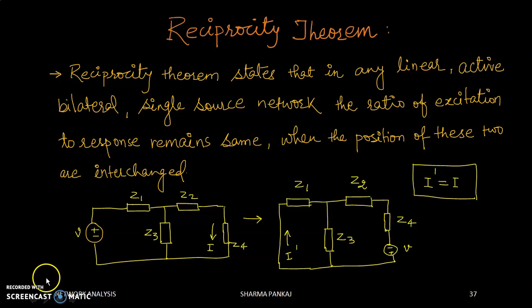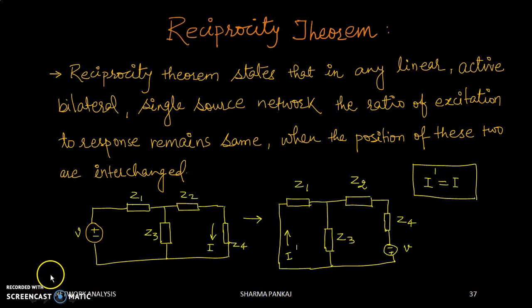The reciprocity theorem deals with what happens to a response when the position of source or excitation in a loop or in a circuit is changed. It means it deals with the behavior, the nature or the magnitude of the response. In very simple language, what happens to the response when the place of the excitation or source, simply the voltage source, is interchanged inside that circuit only.